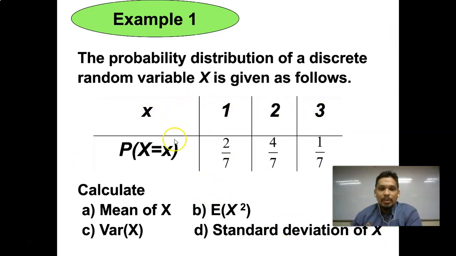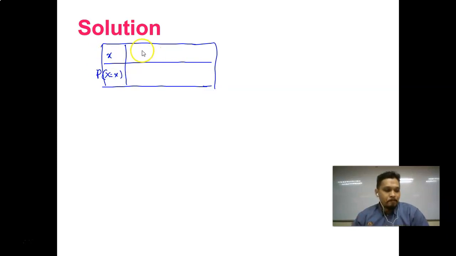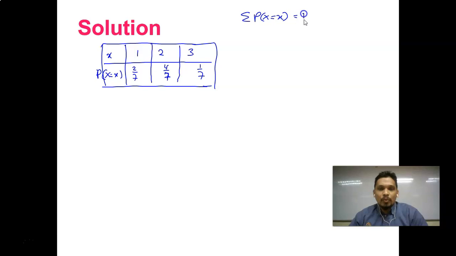When x equals 1, 2, and 3, the probability of x equal to 1 is 2 over 7, the probability of x equal to 2 is 4 over 7, and the probability of x equal to 3 is 1 over 7. So let's solve this one by one, starting with the mean of x. I rewrite everything here again: x is 1, 2, and 3, and the probability of x is 2 over 7, 4 over 7, and 1 over 7. To make sure, the summation of all the probabilities must be equal to 1.